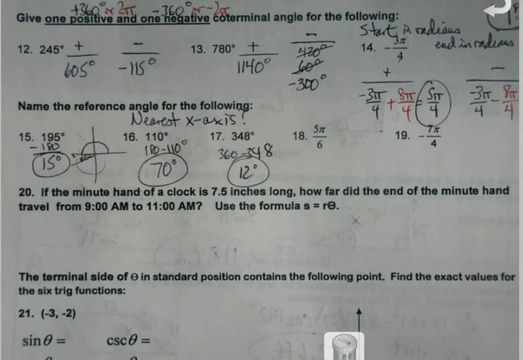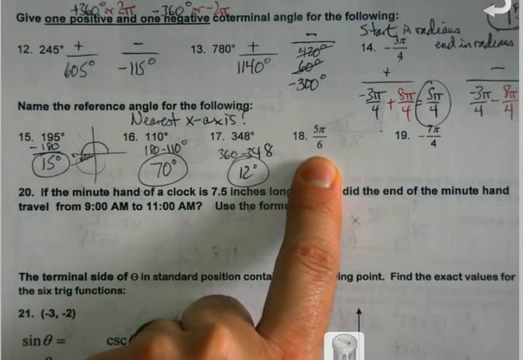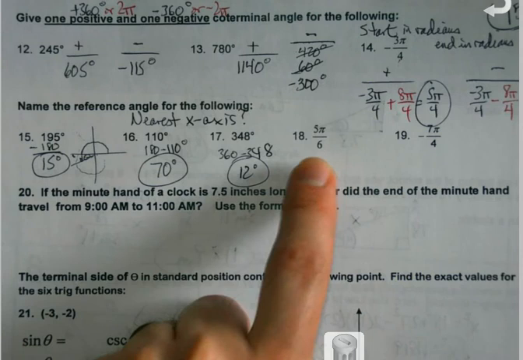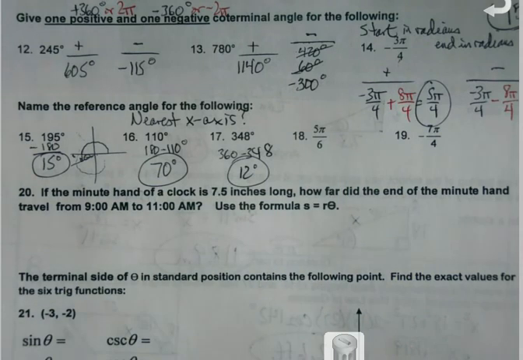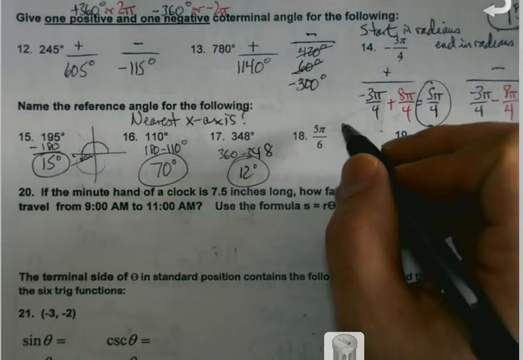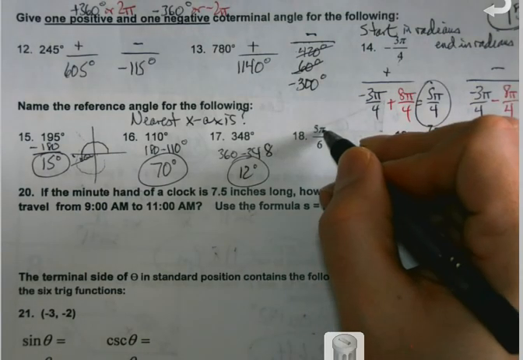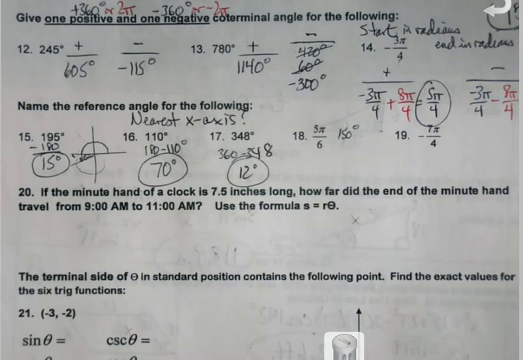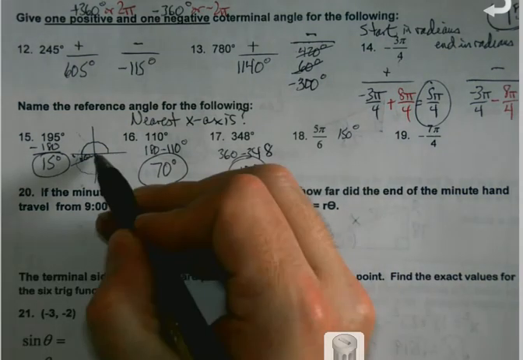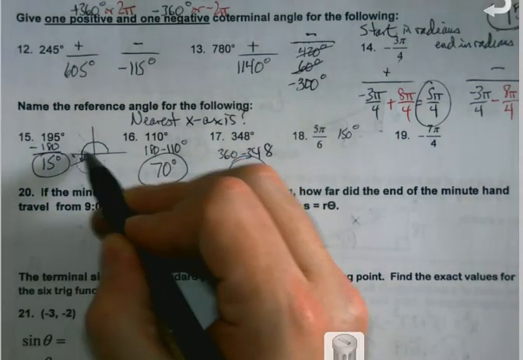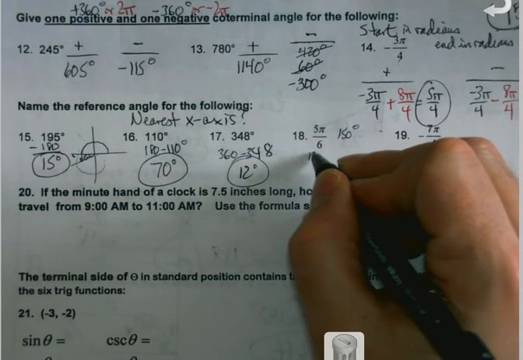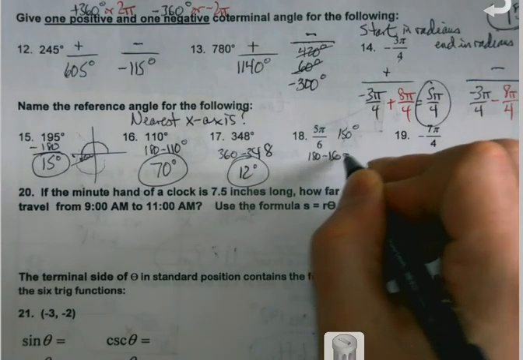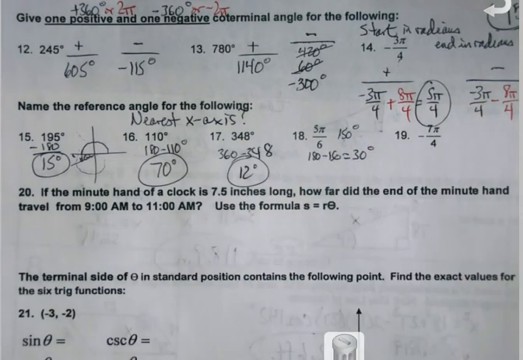Now again, if you see something in radians and it spooks you, nothing terrible. You can stay in radians, or if you do go to degrees, 5 times 180 is 900, divided by 6 is 150. Closest would be 180. So 180 minus 150 is 30. Be careful, you circle 30 degrees.